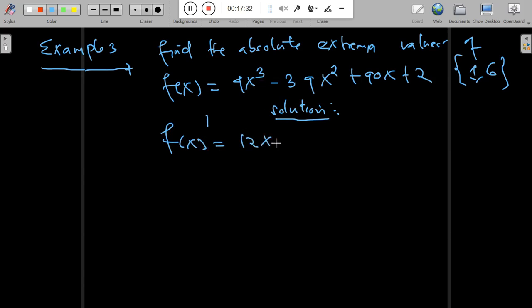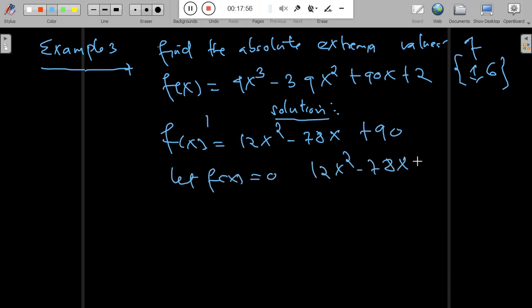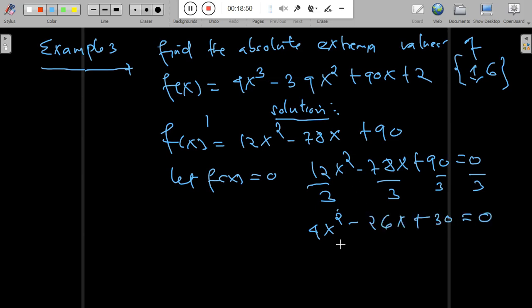That will be equal to 3 times 4, which is 12x squared, 2 times 39 is 78x, and we take out plus 90. So we let the derivative of the function be equal to 0, and then we solve for the values of x. We divide by 3 on both sides. That will give 4x squared minus 26x plus 30, that is equal to 0 divided by 3, which is equal to 0.